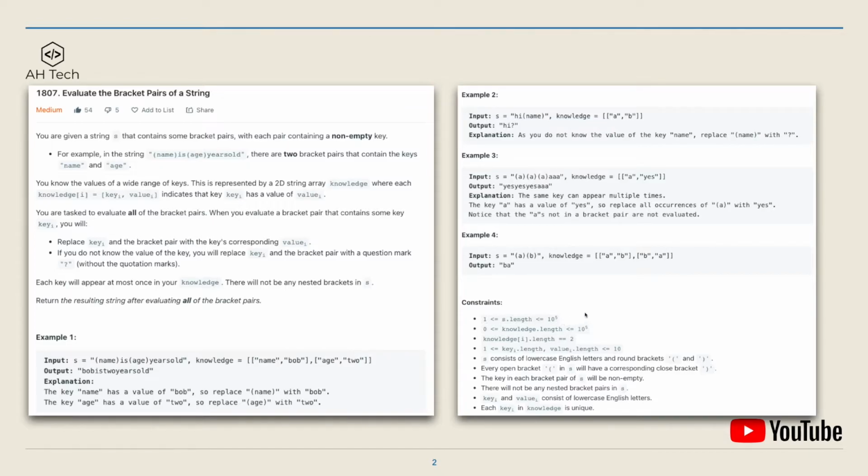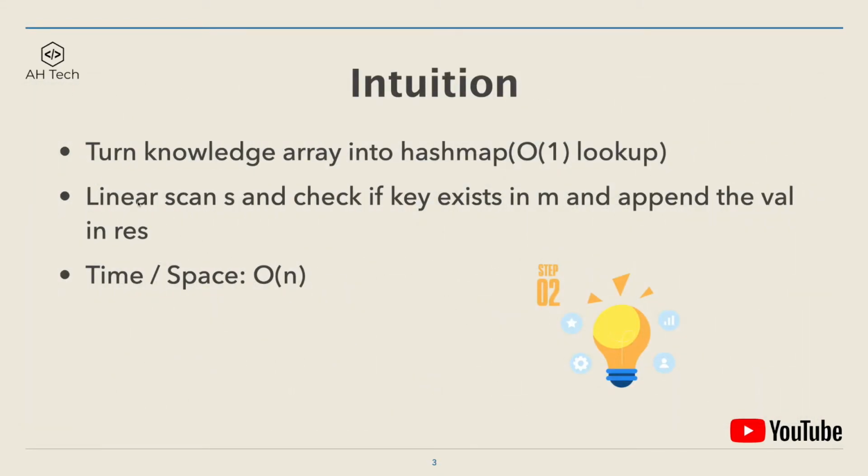To solve this question, it's pretty intuitive and straightforward. First, we can turn the knowledge array into a hash map in order to utilize the constant time lookup feature of hash map. And then we'll perform a linear scan on the input S and check if the key in the bracket pairs exists in the hash map M and append the value in res. In this approach, both time and space complexity will be linear.